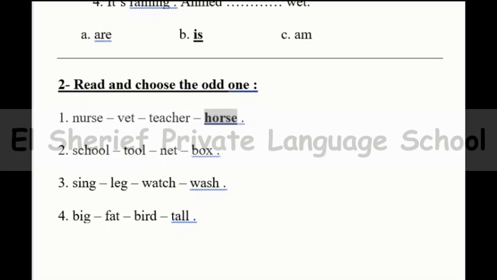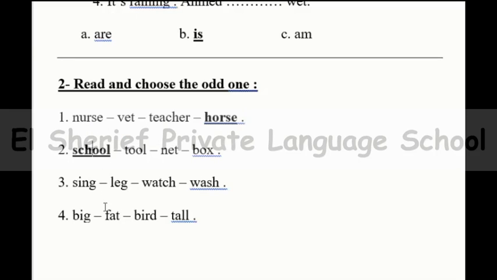Number 2. School, tool, net, box. You have 3 seconds to answer. Well done. The answer is school. So you can choose school.